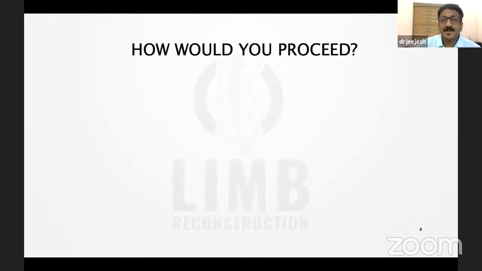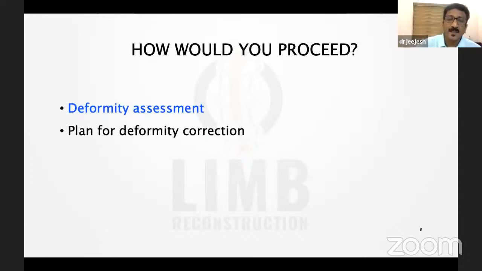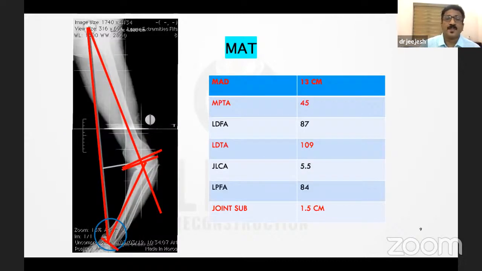So how to proceed with this case? As this is a deformity case, you have to assess the deformity properly, then plan the deformity correction. For the deformity assessment, you have to do the Paley test and draw the mechanical axis. These are the values: the mechanical axis deviation, MAD, was 13 centimeters, MPTA is 45, and LDTA is 109.